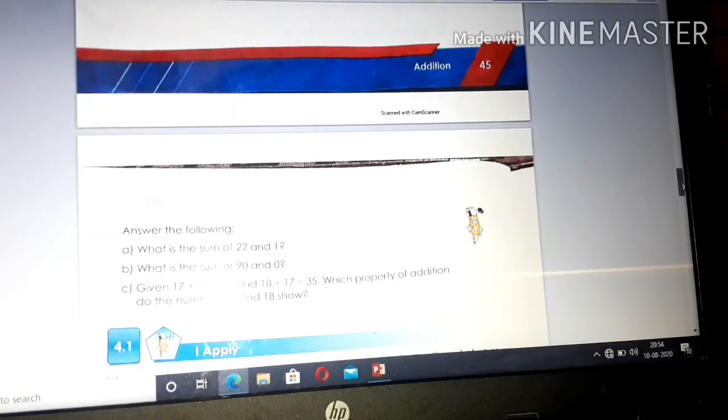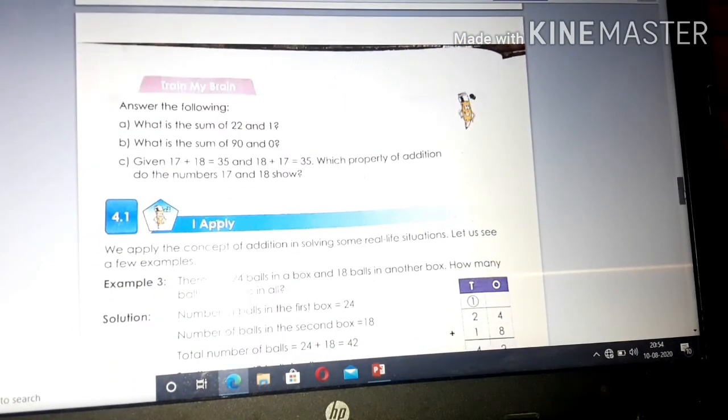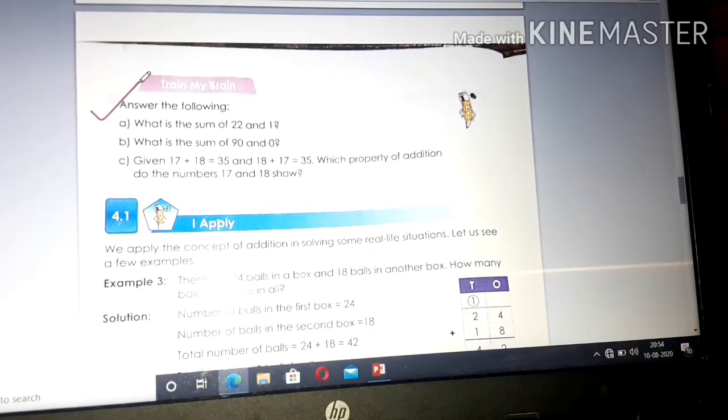Next, you see, children, take out page number 46. You can see here, Train My Brain. Answer the following. Take out your copy. You can do it there.